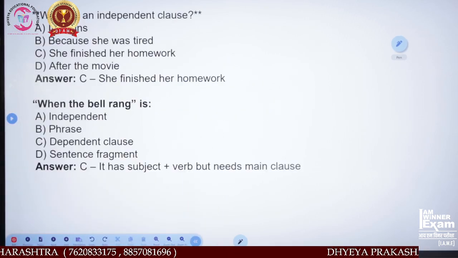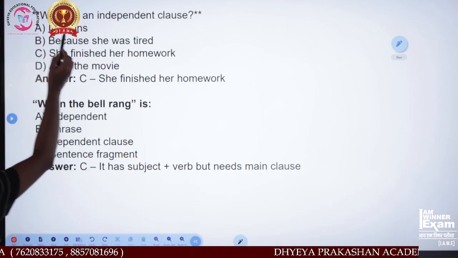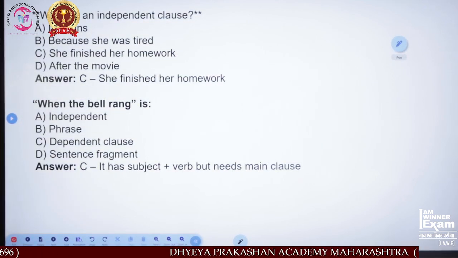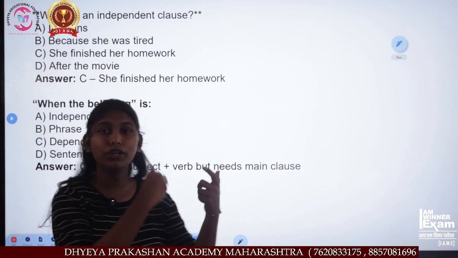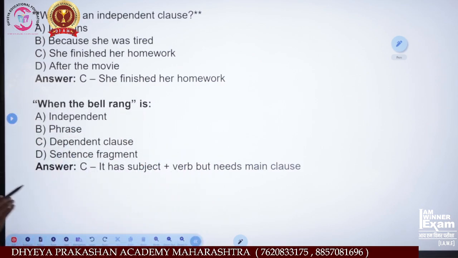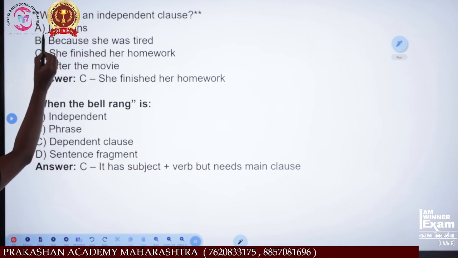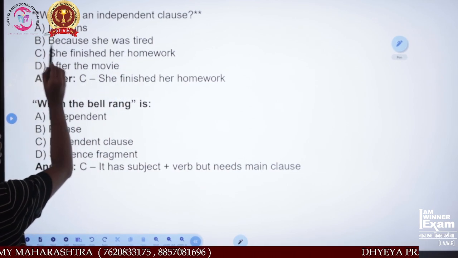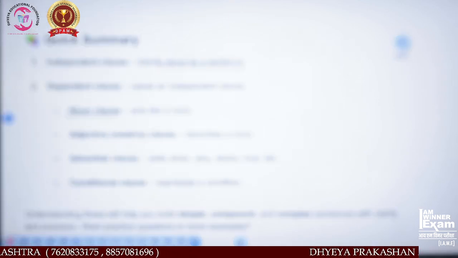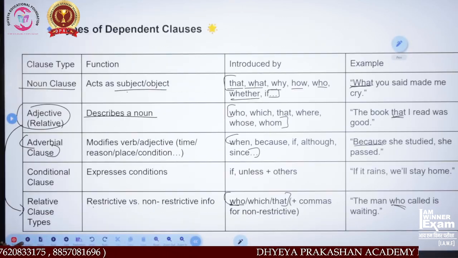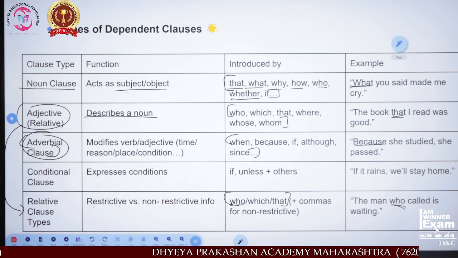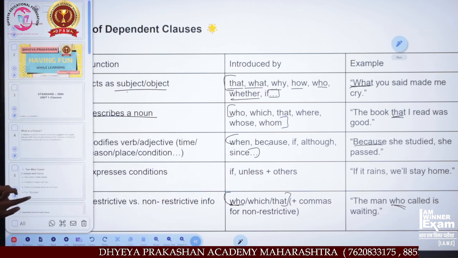Okay. The next, which is an independent clause? What is meant by independent? It does not depend on another sentence. Okay. If it rains, now if it is a condition. Okay. Then because she was tired, because, where is the table? Because is an adverbial clause. Okay.